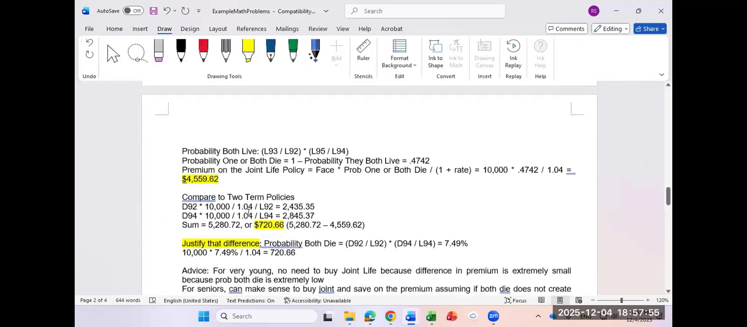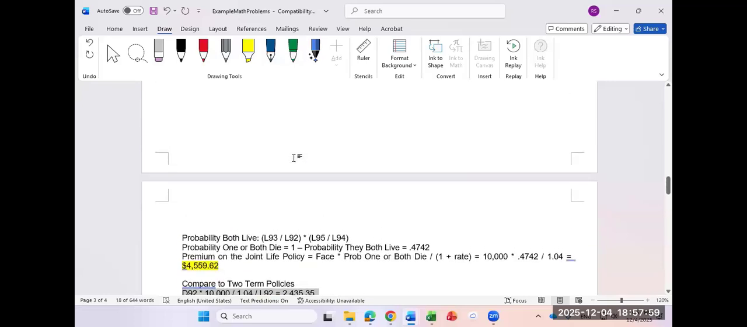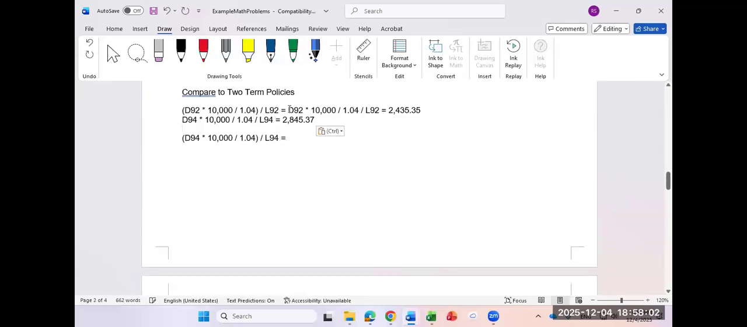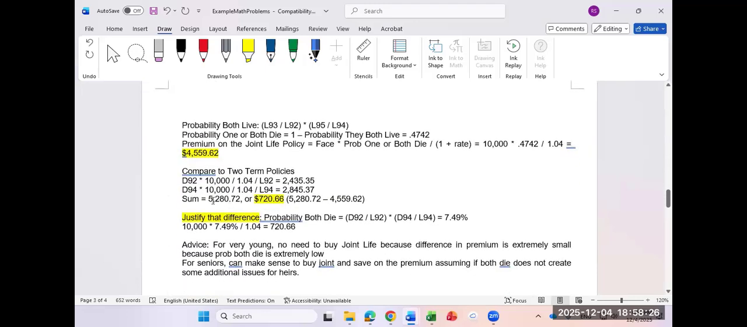So what are those premiums? I'm just putting this up here twice. 24.35 and 28.45. The total is going to be 2435.35 plus 2845.37. That equals 5820.72.